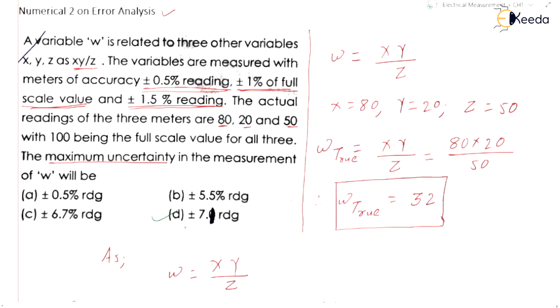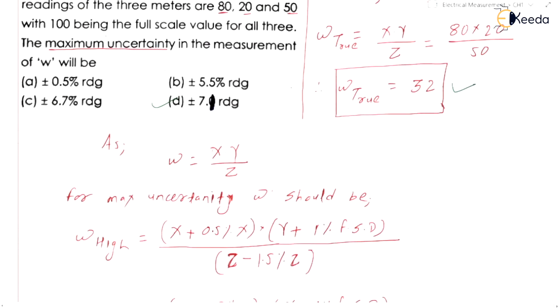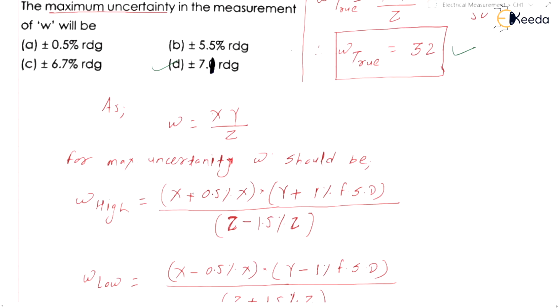This type of questions they have asked in the previous GATE as well as IES examinations. Okay, so here try to understand. First thing is we have calculated the true value of the W. After that we have calculated the highest possible value of W. Highest possible value of W is possible when numerator will be at the highest possible value, denominator will be at the lowest possible value. Okay, and for that we have considered the positive errors for the numerators and the negative error for the denominator.